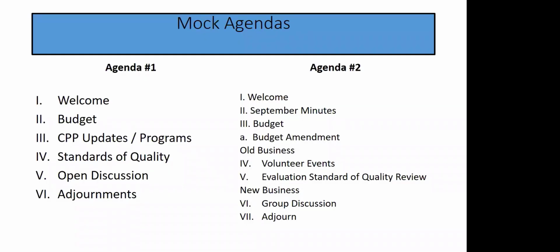All right, we can go to the next slide. All right, so this is agenda 1. It's on the left side of the slide, or the A side is what I call it. So I'll read them off. You have your welcome, you have your budget, CPP update or your programs, standards of quality, open discussion, and adjournments. So I'm gonna give you about 3 seconds. 3, 2, 1. Go ahead and put in the chat what you think is missing. Oh, look at Nicole. She was quick on the draw. Okay, minutes.